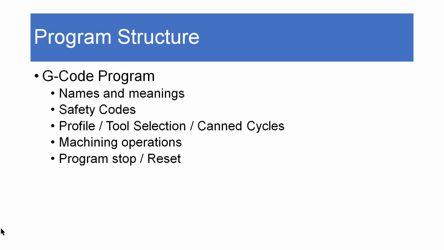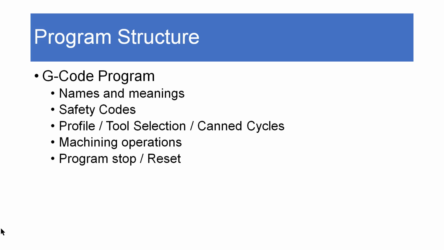So first, let's start out with program structure. Now, if you were to look at a G-code program, first of all, we have to learn what the names and some of the meanings in it are. We're going to learn about safety codes, or safety blocks, that reset the machine between operations so we don't have something bad happen. And then we're going to talk a little bit about some of the profiles, tool selections, canned cycles, that idea of modality in the machine operation, and then how we stop the program and reset the program.